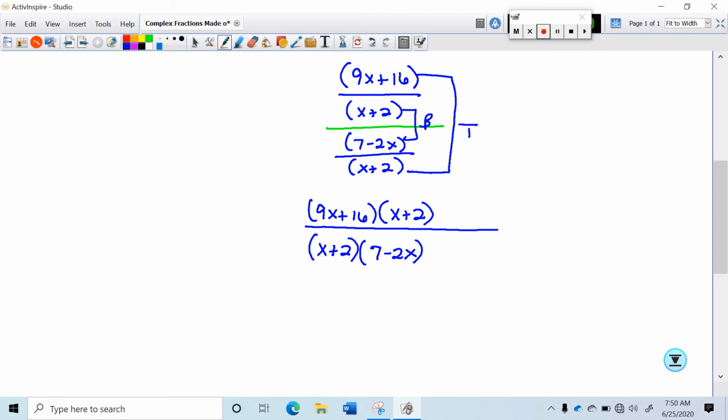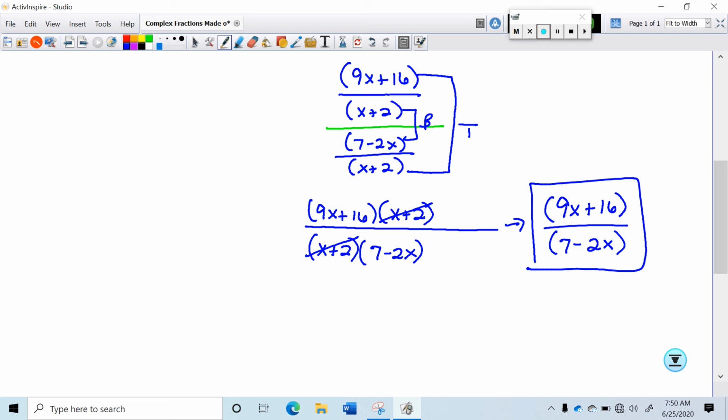Okay, x plus 2 cancels with x plus 2. 9 and 16 don't have anything in common that I can divide them by, and neither do 7 and negative 2. So my final answer is what's left. So I've got a family of 9x plus 16 and a family of 7 minus 2x, and that's the answer to that one.